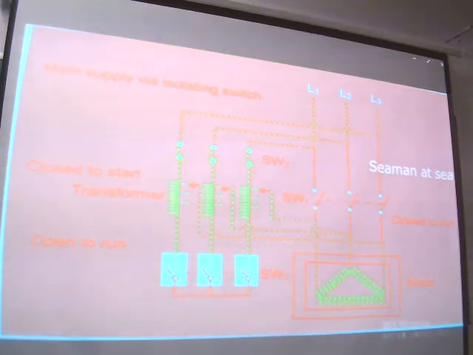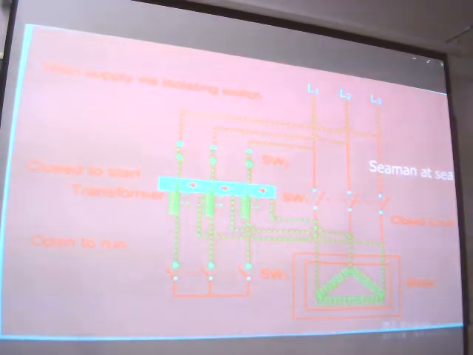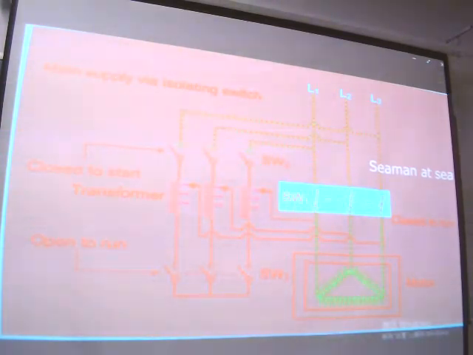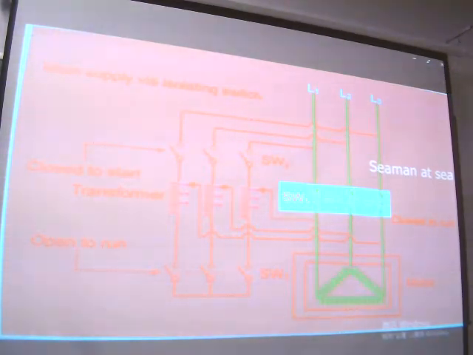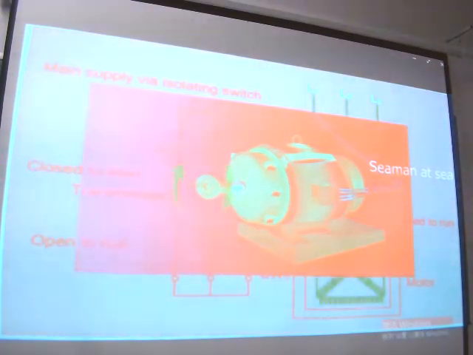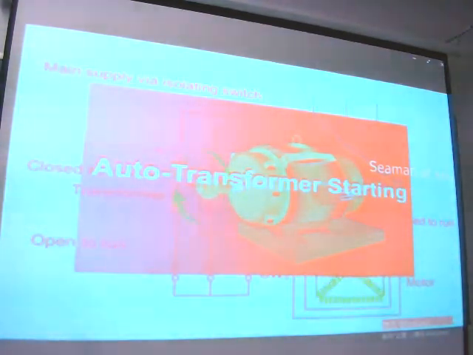Now, the switch SW3 is opened. The star point in auto transformer opens. Then, a small part of transformer winding will be in series with the motor, which gives series impedance to the motor. After a further time delay, SW2 is opened and SW1 is closed. The motor is directly connected to supply. Now the motor runs with rated speed with full supply voltage. Thus, you have understood about the function of auto transformer starting of three-phase induction motor.